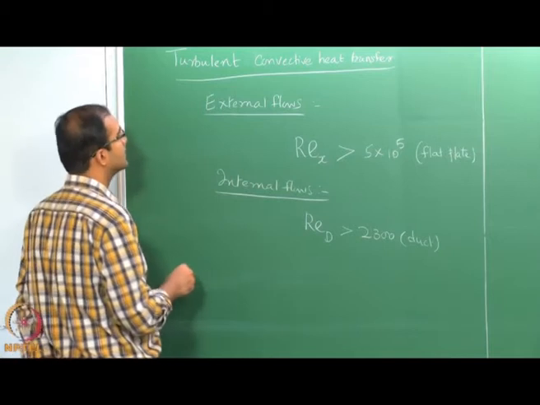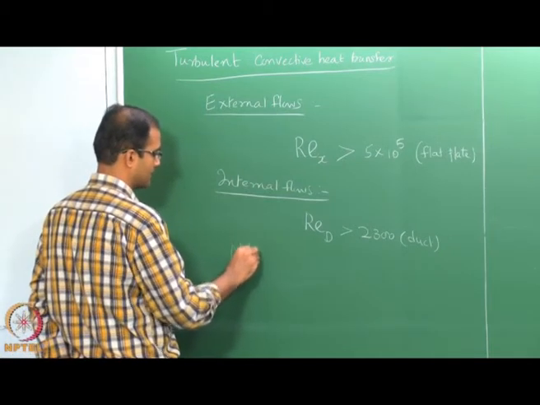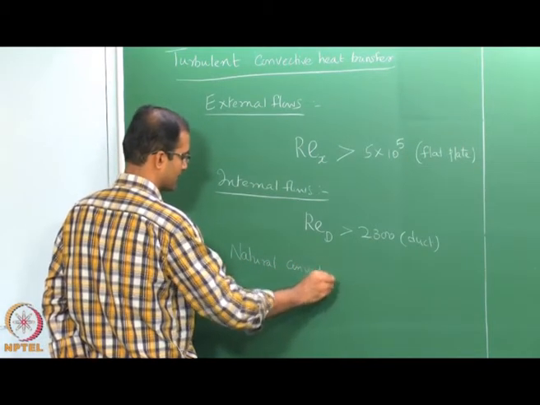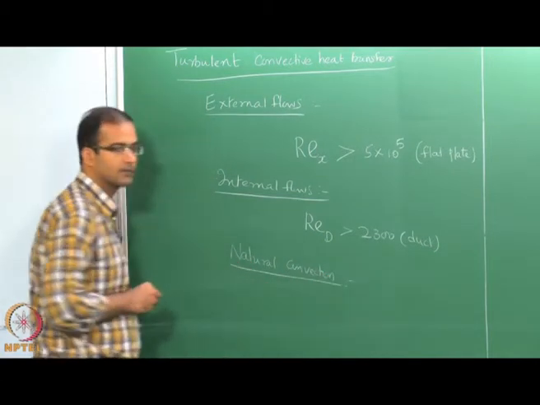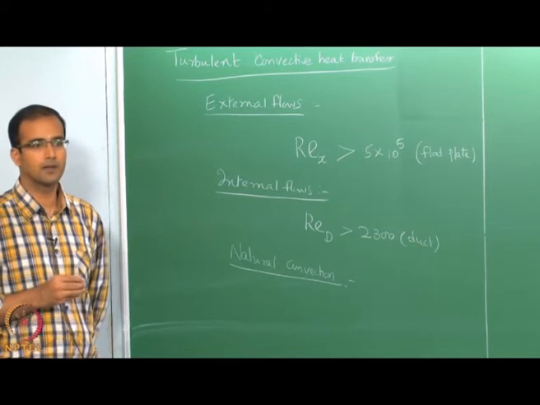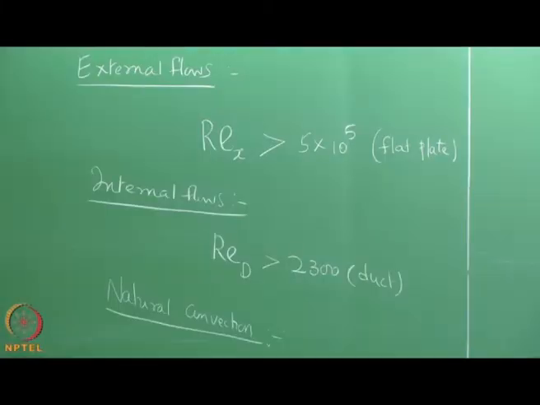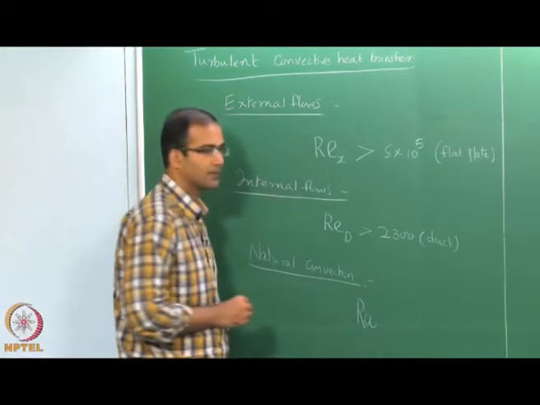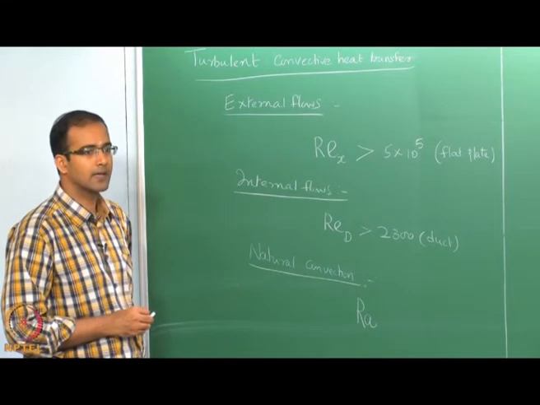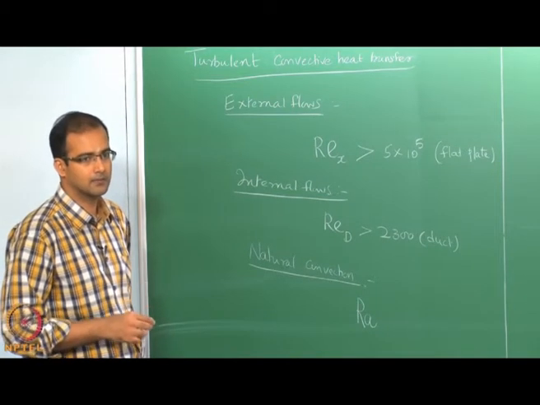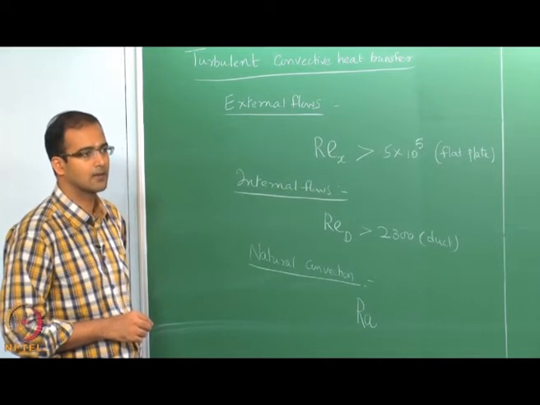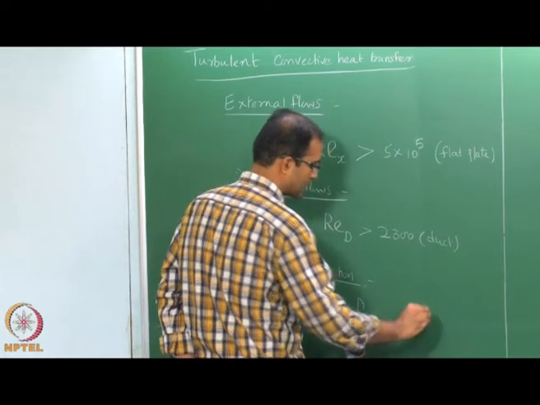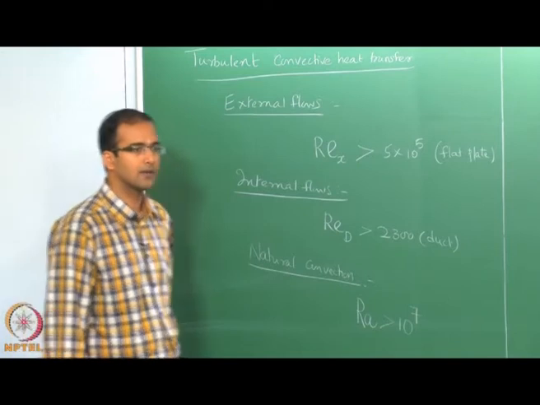And what about natural convection? In natural convection, how do we classify? What will be the parameter? We can either use the Grashof number or the Rayleigh number. Generally people use the Rayleigh number, which is the product of Grashof and Prandtl number, and if you take the case of a flat plate or a cavity, an enclosure, typical values of Rayleigh number greater than 10 power 7 are classified as turbulent.